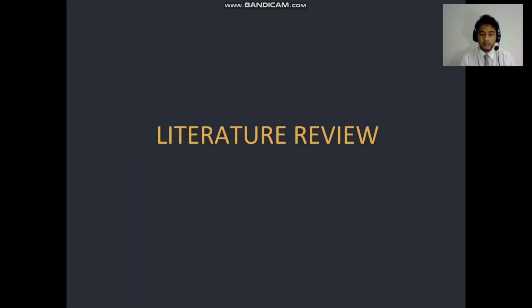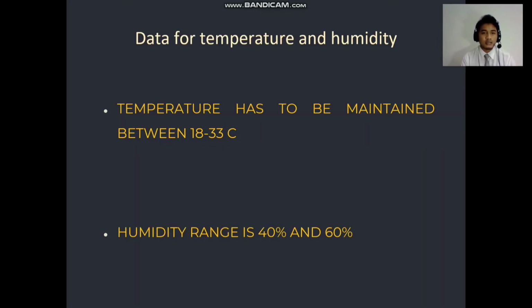This is my literature review. This is data for temperature and humidity. Firstly, temperature has to be maintained between 18 to 33 degrees Celsius. This means that the temperature around us must be around 30 to 35 because it is a normal temperature we have to live in. Secondly, the humidity range is 40% to 60%.